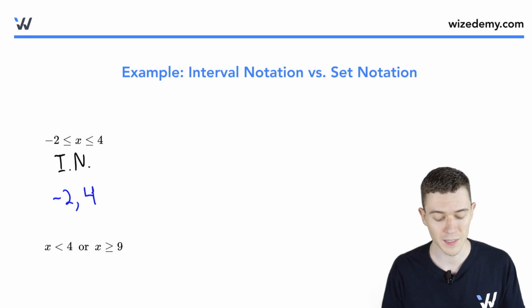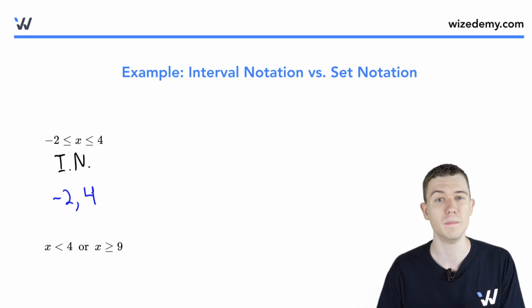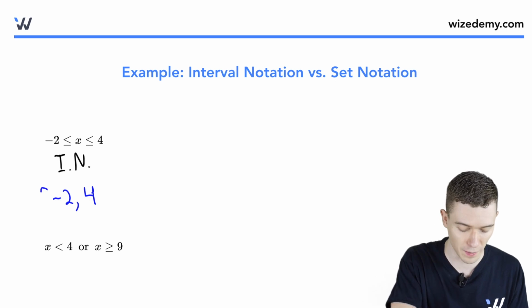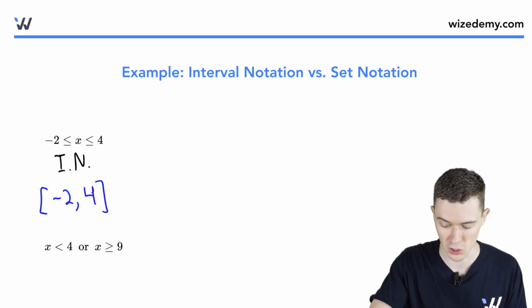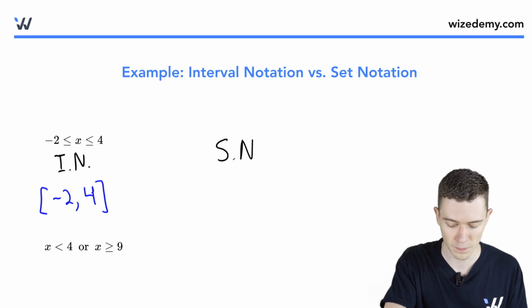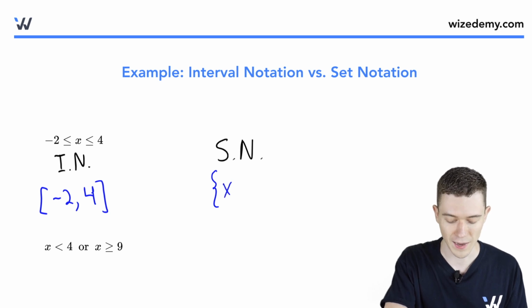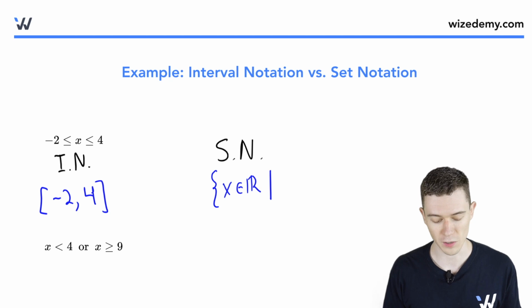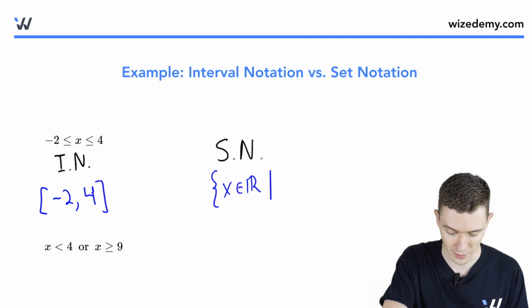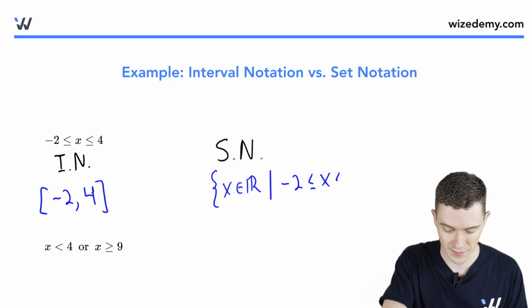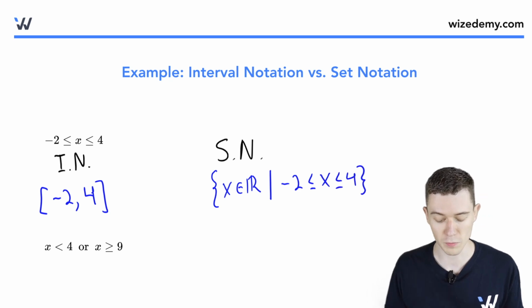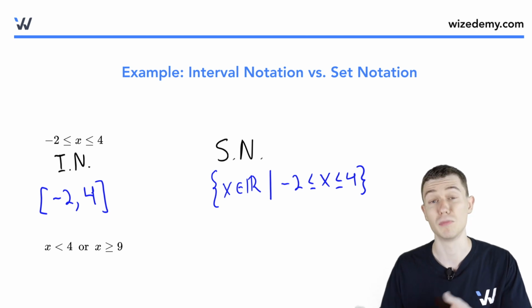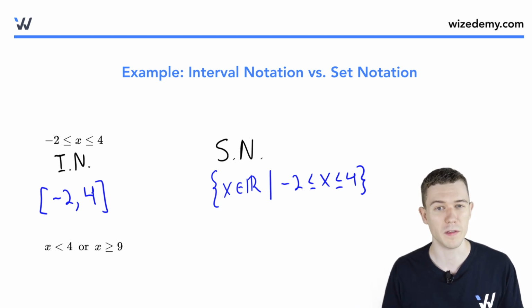Well, both inequality signs are less than or equal to, meaning we include those endpoints and we get brackets using our interval notation. Switching to set notation, it's a little bit more annoying, but we use these curly brackets and we say any x in the real numbers given, or this vertical line means under the condition that inequality holds true. So let's just rewrite that inequality, -2 less than or equal to x less than or equal to 4, and close those curly brackets. That says all real numbers, given that inequality holds true. Those are both of the notations.